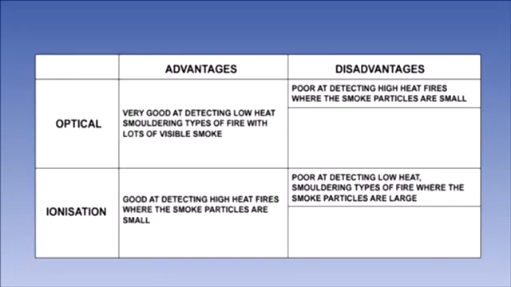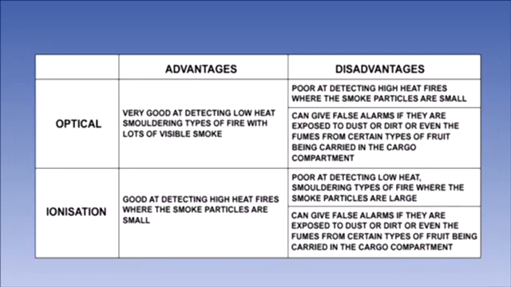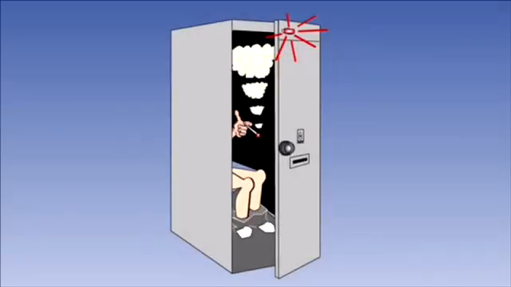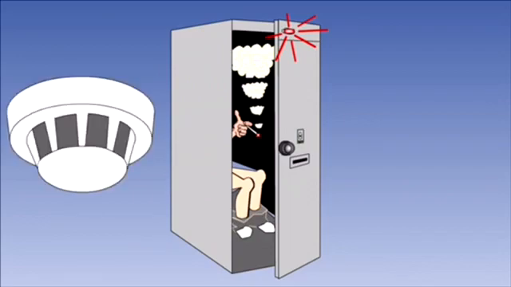Smoke detectors of all types can give false alarms if they are exposed to dust or dirt or even the fumes from certain types of fruit. Smoke detectors are commonly found in domestic units and aircraft toilets. Most aircraft smoke detectors, with the exception of those used in toilets, are of the optical type.